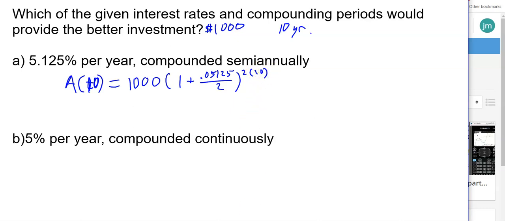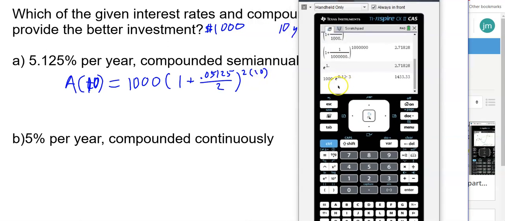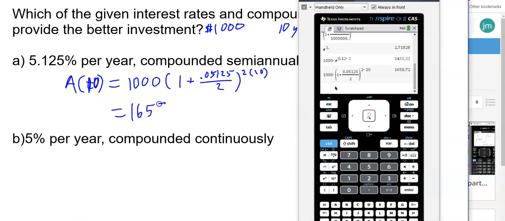So let's figure that out using our calculator. So we have 1,000 times 1 plus 0.05125 divided by 2 to the power of 2 times 10. So this way you get 1658.72.